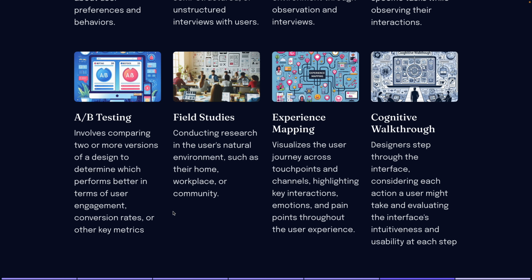So then there's A/B testing. It allows designers to compare 2 or more versions of a design to determine which performs better. So maybe like Disney Plus versus Netflix. So that could be an A/B testing.